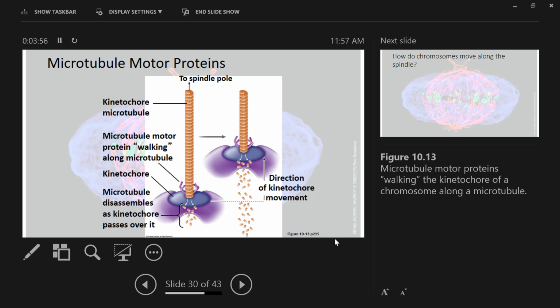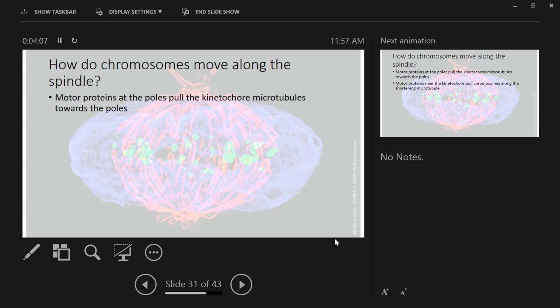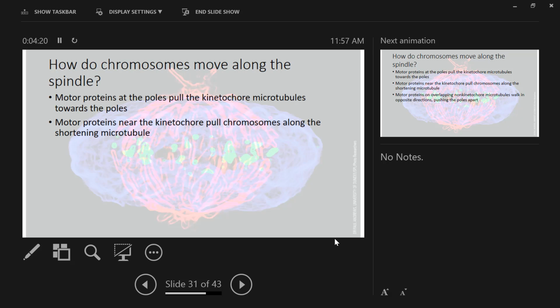I know we talked a little bit about chromosomes moving along the microtubules already. All right. So here, let's sum this up. Motor proteins at the poles pull the kinetochore microtubules. So as they're shortening, there are motor proteins that are like reeling them in. On top of that, motor proteins near the kinetochore take the microtubule to the end and then pull them along the shortening microtubule.